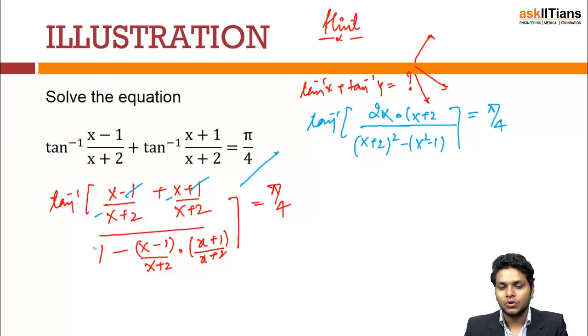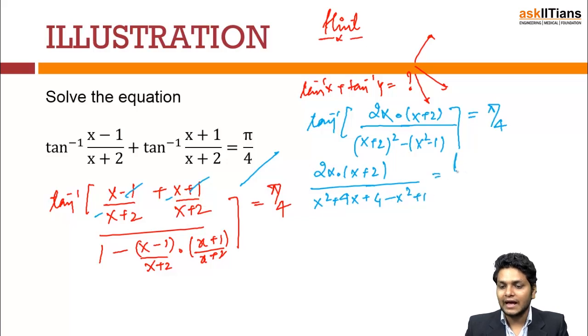(x + 2)² will go there, with 1 and x + 2 remaining, which will go into the numerator. So I have 2x·(x + 2)/(x² + 4x + 4 − x² + 1), and that is equal to tan(π/4), which is nothing but equal to 1. So what do I have?